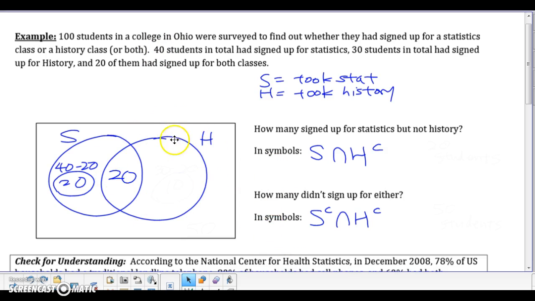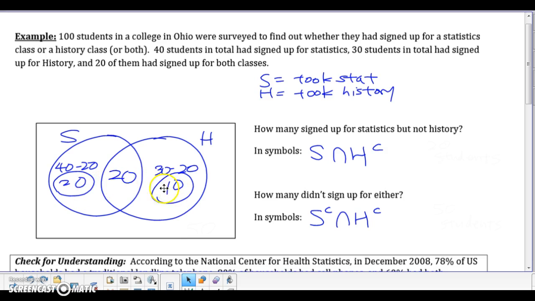Same thing works for history. I know 30 students have signed up for history, so there's a total of 30 students in this circle. 20 of them are here, which means 30 minus 20 is 10, or how many are remaining to be in this region. Now remember, I started off with 100 students to begin with. 20 are here, 20 are here, and 10 are here.